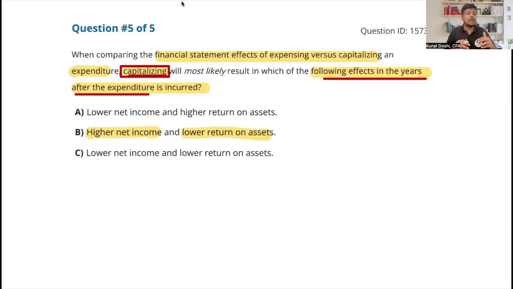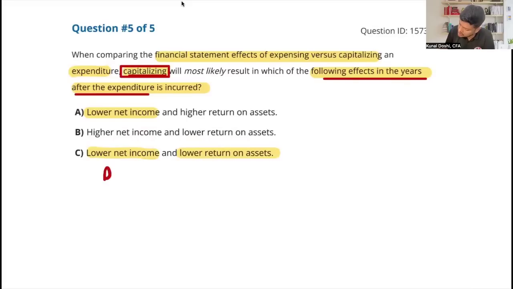So right now, in capitalizing, the profits are more now. Later on, depreciation will be there, but in expenses, there will be nothing. So because of depreciation later on, the net income will be lower in the following years. So the choice is between A and C. Let me see. Net income will be lower. And what about the assets value? The assets value will also be lower because of depreciation later on.